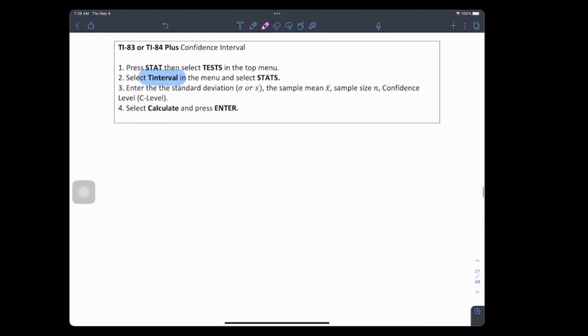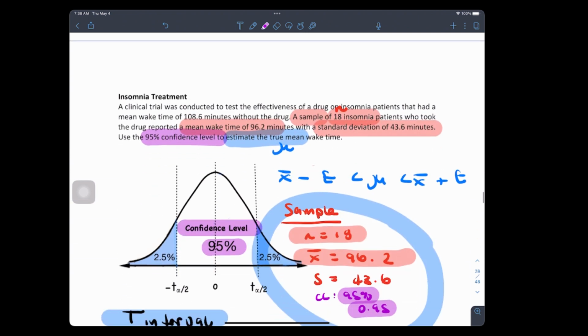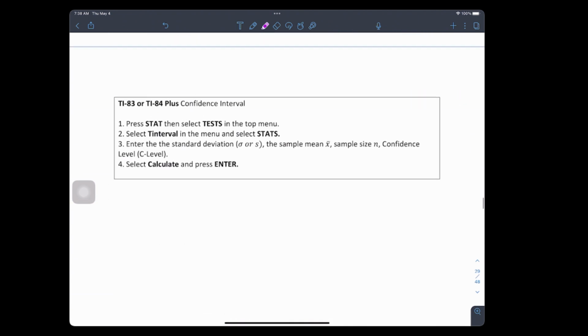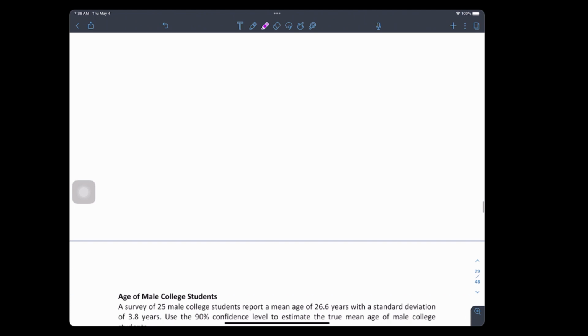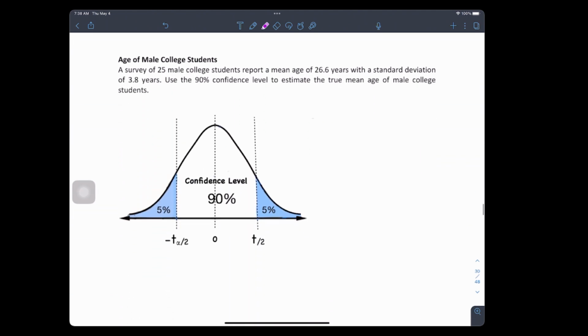But what do you guys think? Is the T interval really easy? All you got to do is get that TI, fire it up, ladies and gentlemen. Fire up the TI.